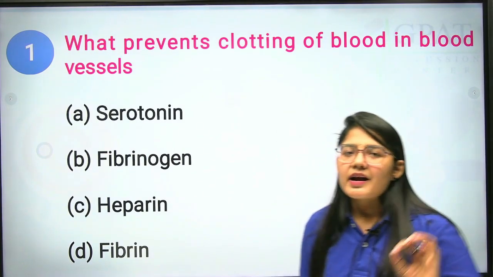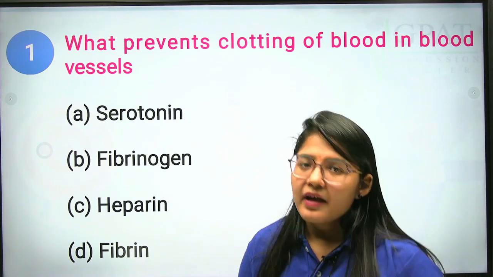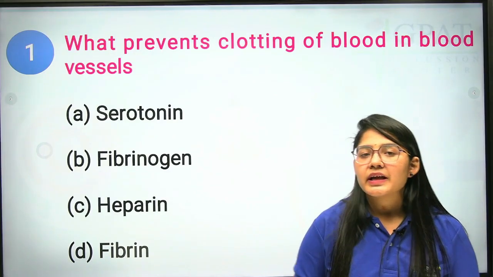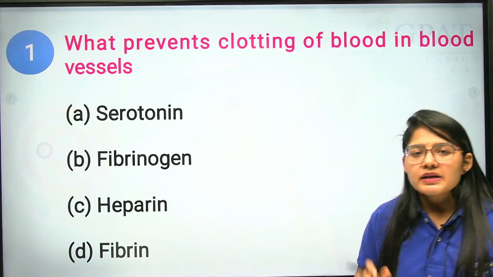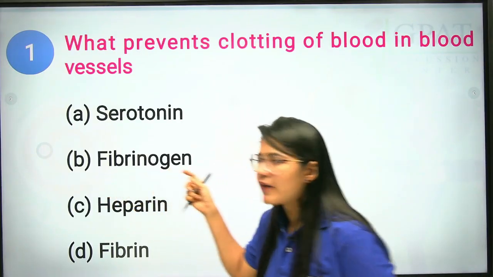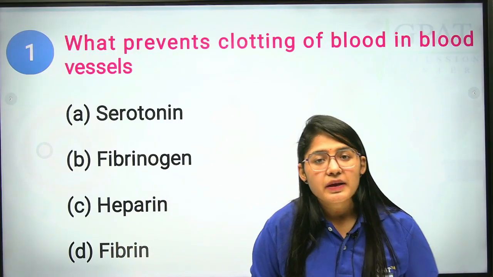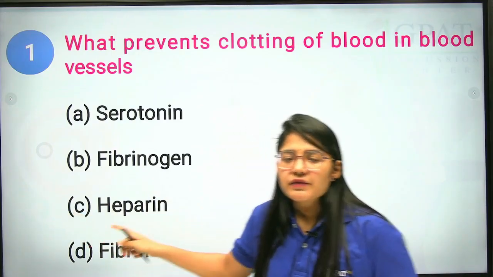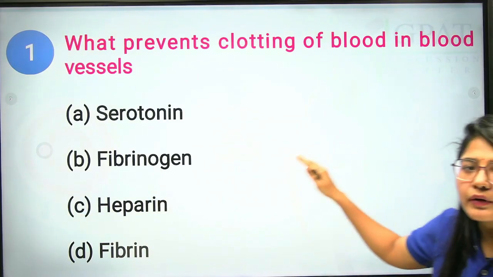vessels? There are certain chemicals which are responsible for blood clotting, as well as certain chemicals which are responsible for the anticoagulant properties. So we have serotonin. Serotonin is a type of CNS neurotransmitter. Next we have fibrinogen and fibrin. These two options are responsible for the clotting of blood. Clear? But option C, which is heparin, is responsible for the anticoagulant property.